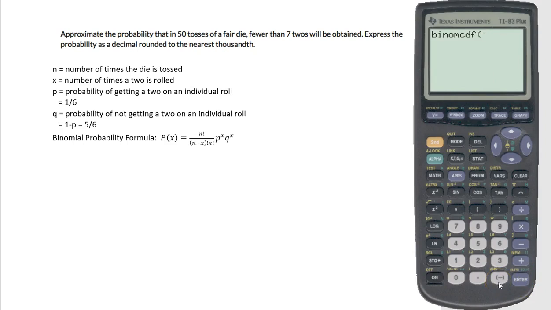And I have to tell it n, which is 50, comma, then my probability for success, which is 1/6, and I just type in 1 divided by 6. Don't type in a decimal because 1/6 is exact. You don't want to round any decimals, and if it has an infinite expansion, your calculator won't show that in a decimal. It'll only take it to 9 places. And then my capital A, which was 6, and then close the parenthesis.